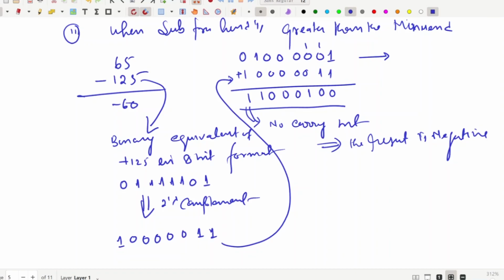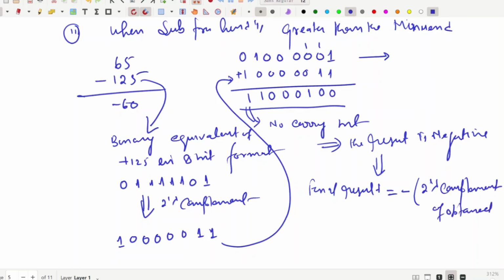And since we perform the binary subtraction with the help of 2's complement, what is the final result? The final result is equal to minus of the 2's complement of the obtained result. So what is the 2's complement of the obtained result? Because there are only 8 bits, we simply take the 2's complement of this and then put a minus sign in front of this number.